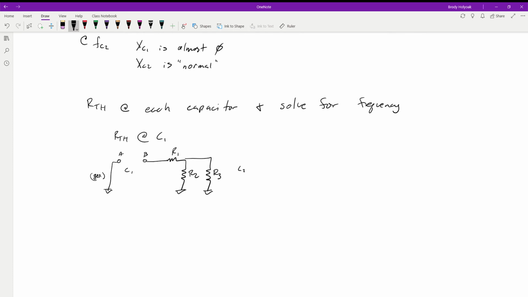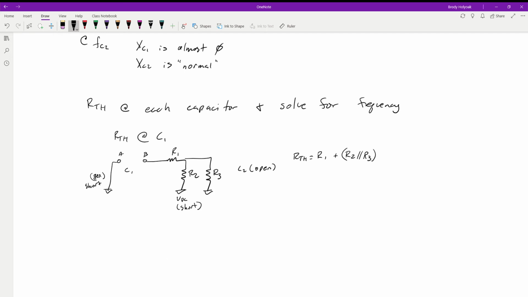So over here, this is C2. This is an open. Our generator was a short. Our VDC is a short. Now we need to solve for the Thevenin resistance across this entire circuit. And so in this case, our R Thevenin is going to be equal to R1 plus R2 in parallel with R3.